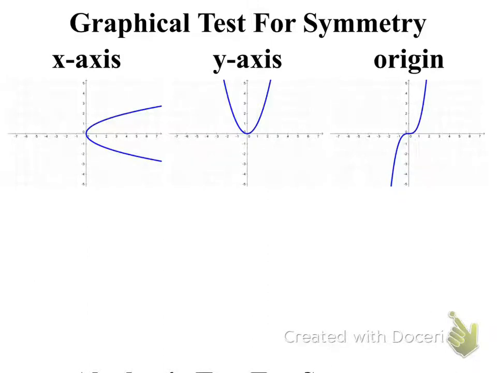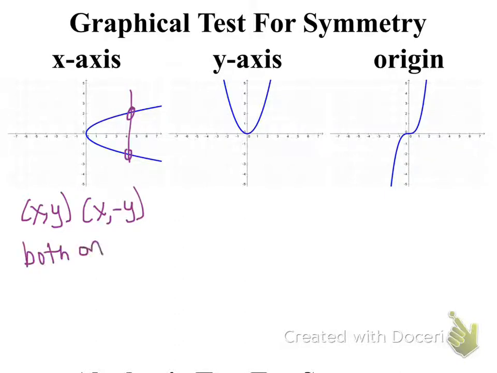Okay, this video is on symmetry. When we look at symmetry of equations, we're looking at equations, not functions, because you can tell that this first one here is not a function, okay? But that is what gives it its x-axis symmetry, because the graphical test for symmetry is if the point (x, y) and (x, negative y) are both on the graph, then it is symmetric to the x-axis, okay?